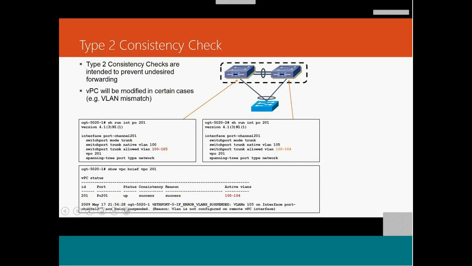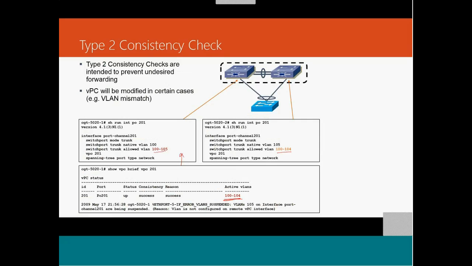So type 2 consistency checks, this generally happens if you have skipped one of the VLANs, right? If you see both the configurations, the allowed VLAN is from 100 to 105, whereas the other side is just 100 to 104. So logically, when the CFS occurs, the vPC will only be able to carry the traffic for 100 to 104, whereas 105 will not be going across the vPC peer links or the vPC port channel, right?